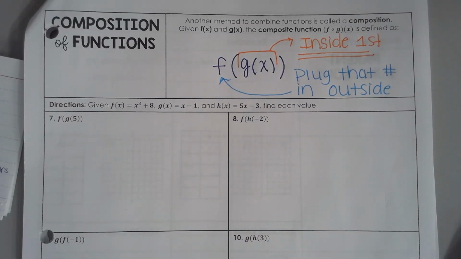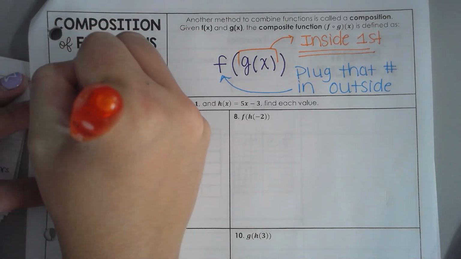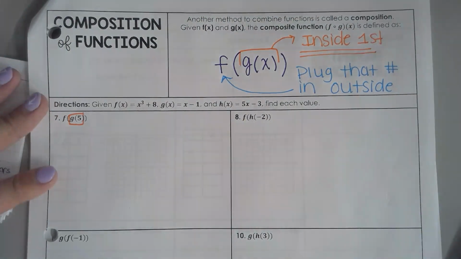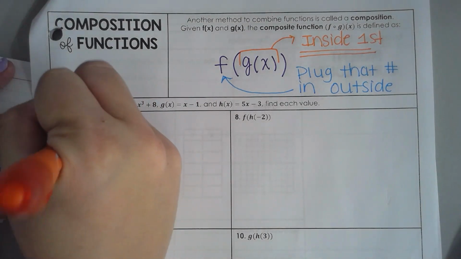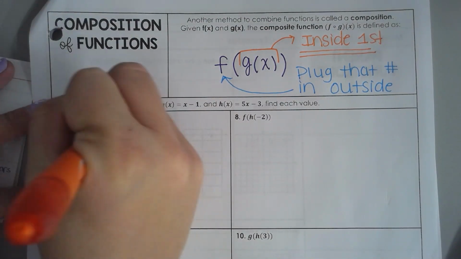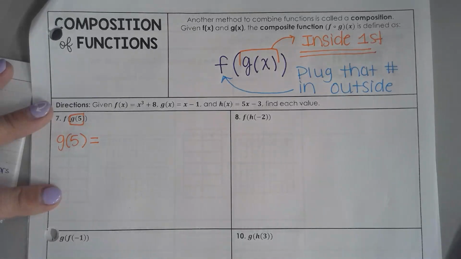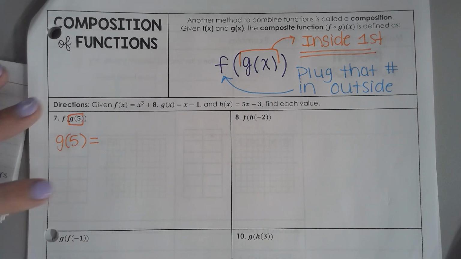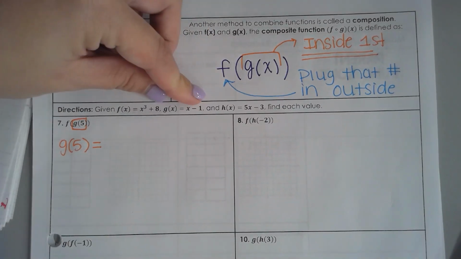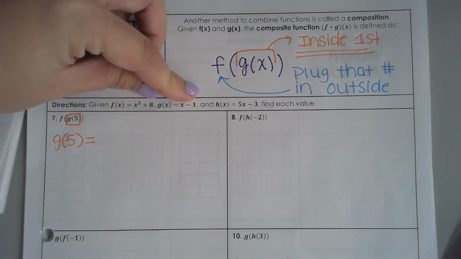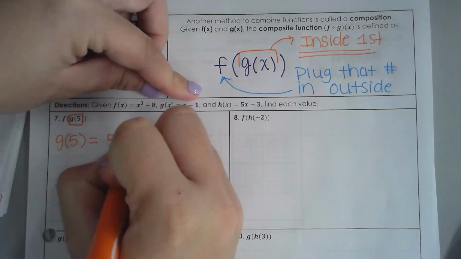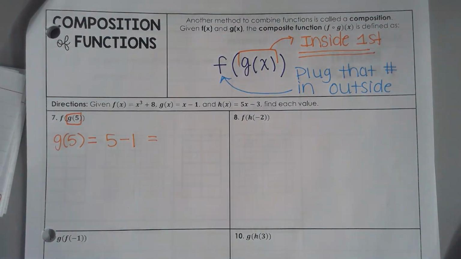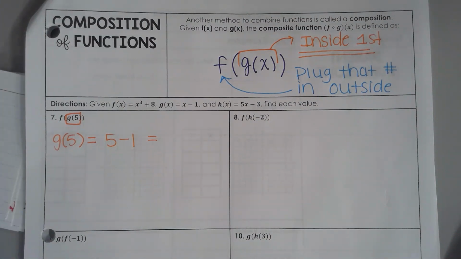So let's look at number 7. On the inside, we have G of 5. So I'm going to do G of 5 first. My G of X function is X minus 1. So I'm going to do 5 minus 1. Sully, what is that? 4. It is 4.